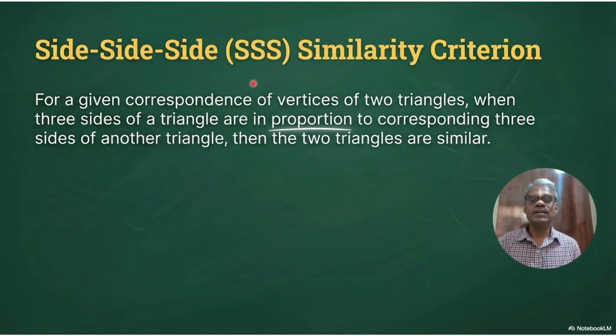Side-side-side, that is SSS similarity criteria or theorem. For a given correspondence of vertices of two triangles, when three sides of a triangle are in proportion to corresponding three sides of another triangle, then the two triangles are similar. This is the test and we have to prove it now. We will see its proof step by step.